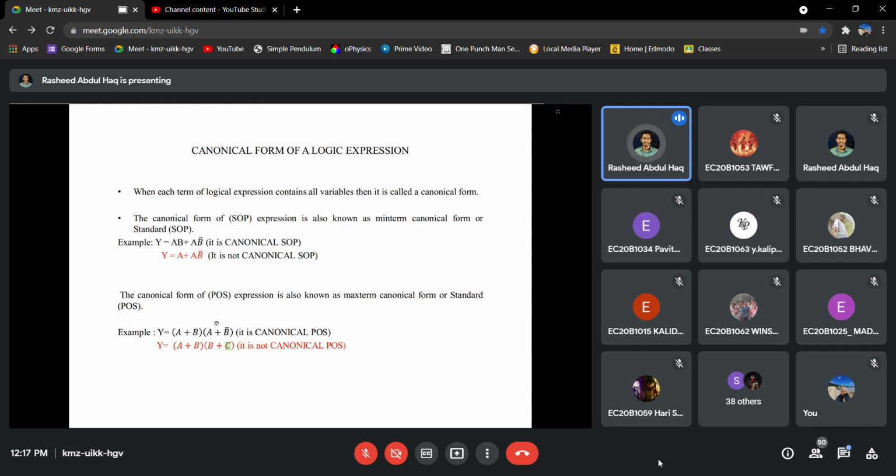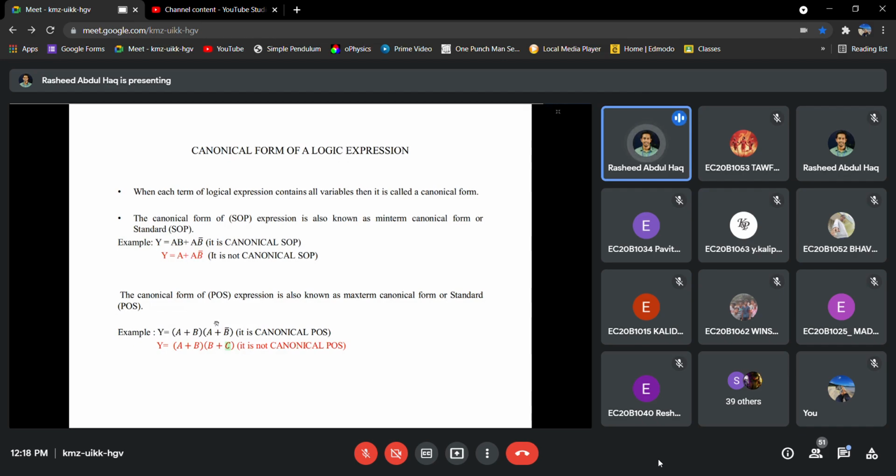The canonical form exists for both SOP and POS, that is, sum of products and product of sum. The first example I have explained. In the second example, you can see A plus B into A plus B bar. It is a canonical POS, where there are only two inputs. We have not defined what the inputs are, so I am telling you: in the first example, we have only two inputs. The second example is identified as a non-canonical product of sum.